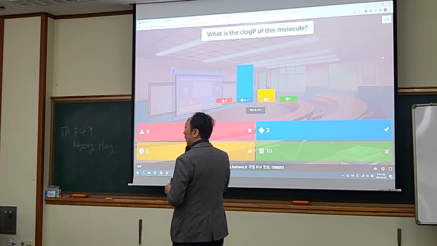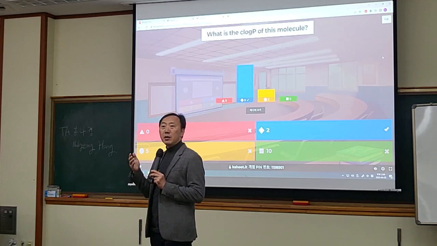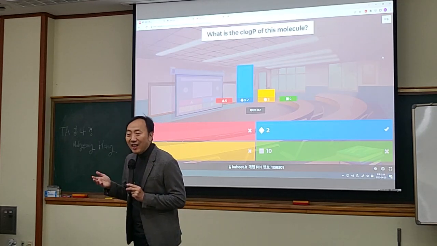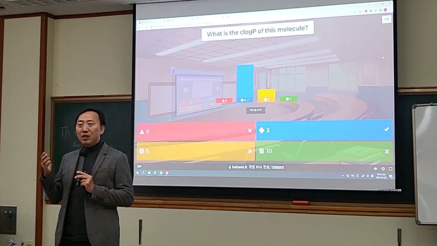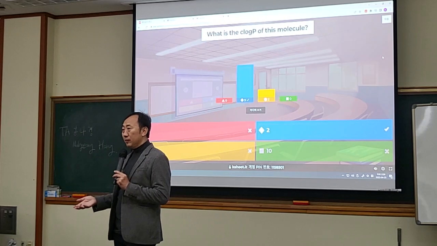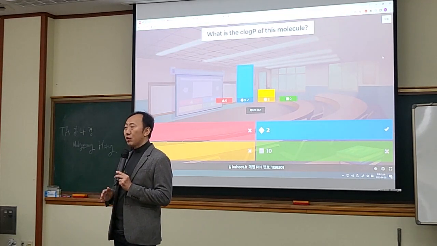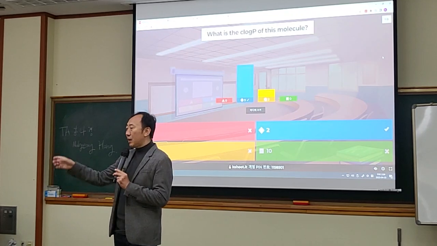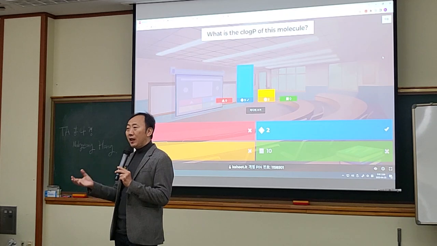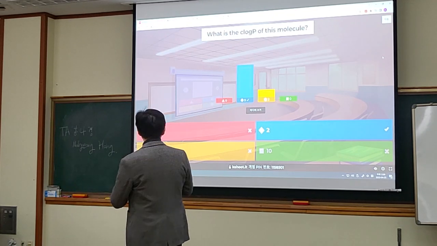So the higher the log P, the more hydrophobic. And C, does anybody know what C is? That's calculated. If you measure it experimentally, then we just say log P. So how do you do the experiment? You add the material into a one-to-one mixture of solutions and then separate them. It's easy to separate by extraction, right? And then measure the amount in each solution. Then you can calculate the P.